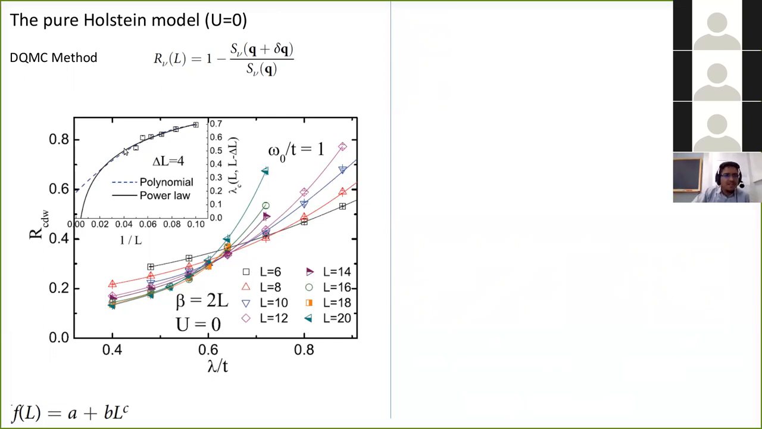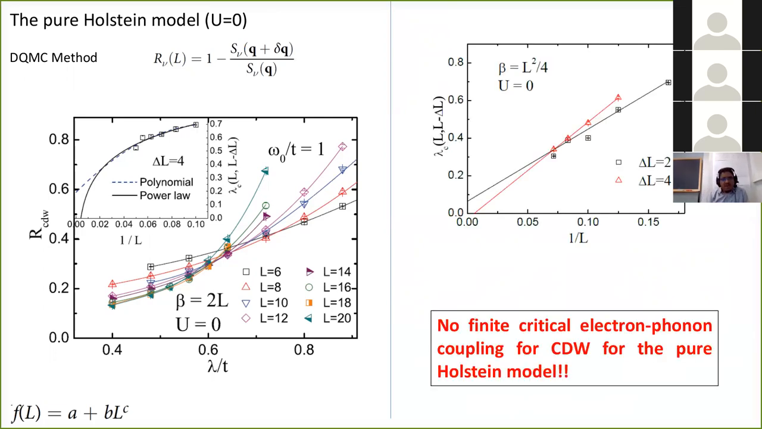What happens is, basically doing both power law scaling or polynomial scaling, you obtain that you probably don't have a critical point for a finite electron-phonon coupling. So we repeat this same analysis for different dynamic critical exponents. For instance, for z equal 2, we have an even better result for this point. We definitely don't have a finite critical electron-phonon coupling for the charge density wave in 2D on the square lattice.